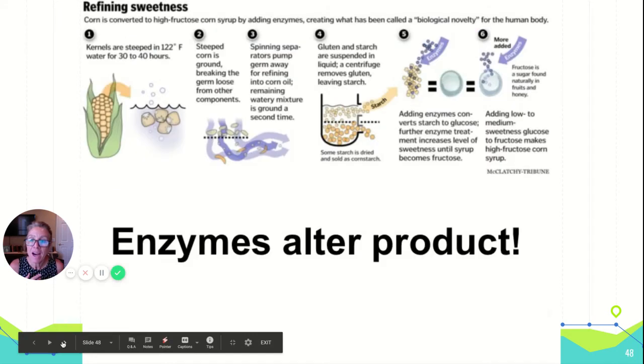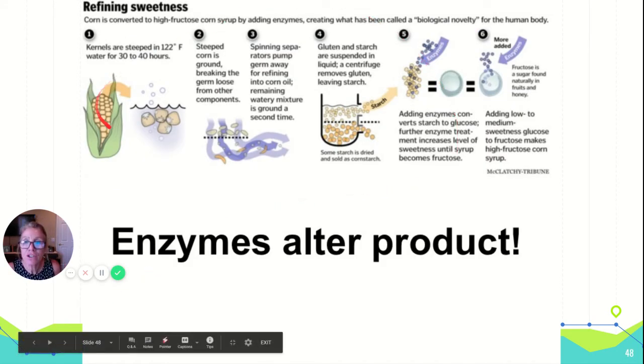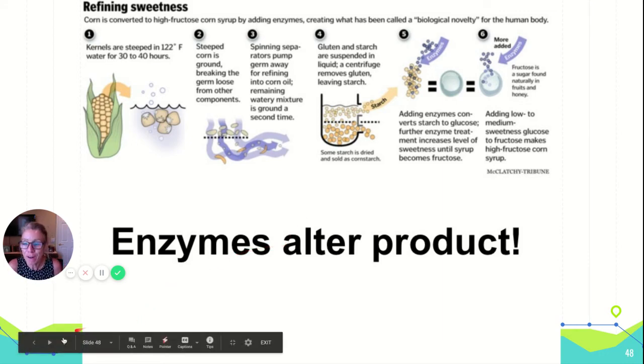All right, now, enzymes can alter a product. In this case, you're seeing corn is converted to high fructose corn syrup, which I do not recommend for you, by adding enzymes. And because of that, this is a biological novelty for our body. Our body doesn't work well with this high fructose corn syrup, but we'll save that discussion for another day.